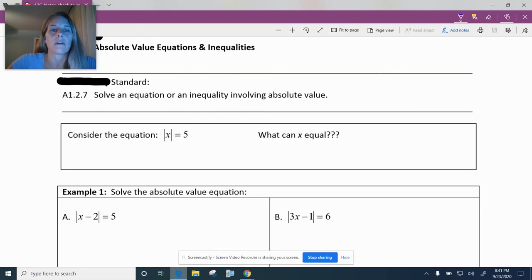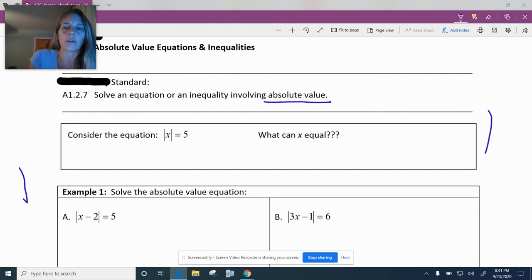Today our lesson was on solving absolute value equations and inequalities. So when we talk about absolute value, first of all, what exactly are we talking about? When we see absolute value, we know that it's something inside of these two little bars, right? Most of the time, what people remember about absolute value is that it has to be positive. And that is true, but why? Why does it have to be positive?